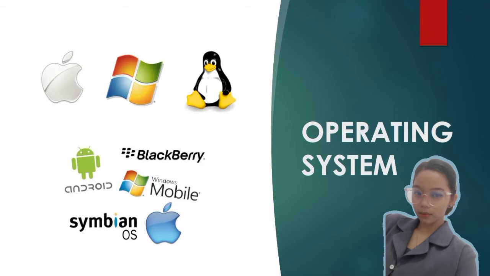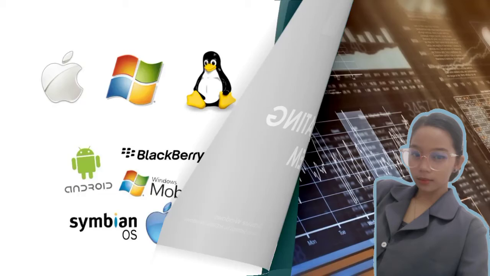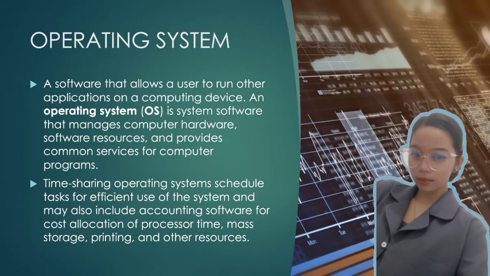Now I will discuss multiprocessing and multitasking. But before that, let's tackle the operating system. So what is an operating system? An operating system is the program that, after being initially loaded into a computer by a boot program, manages all the other application programs in a computer.